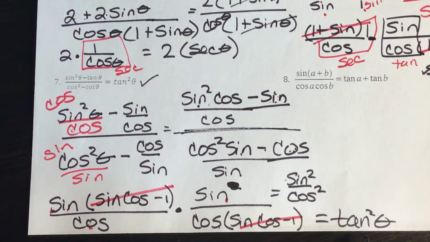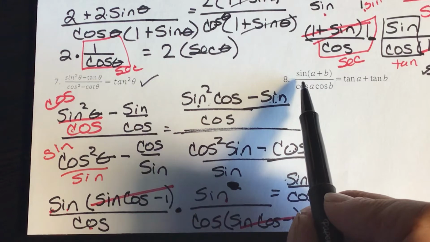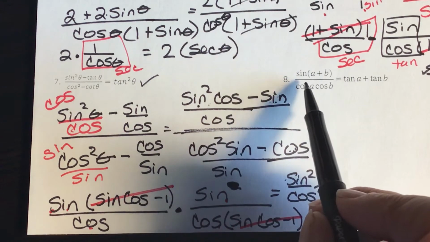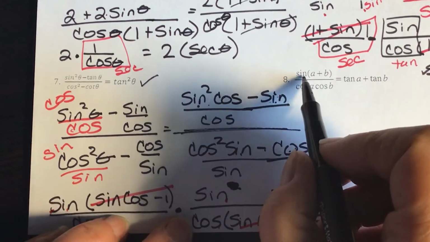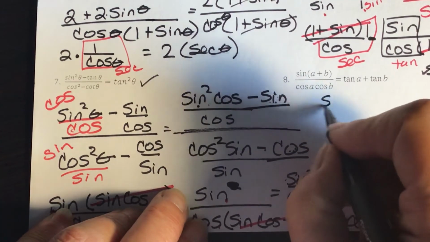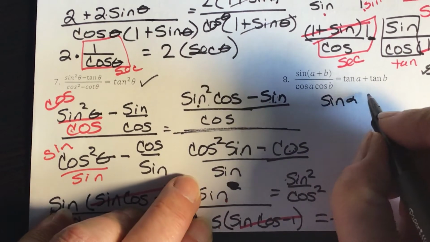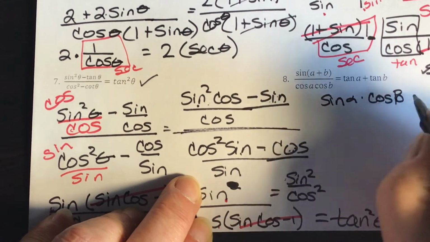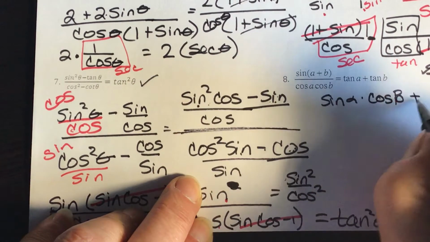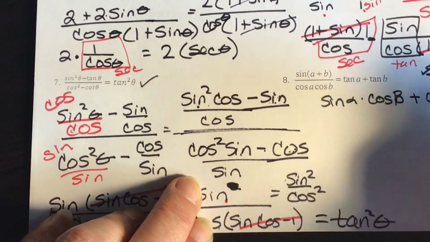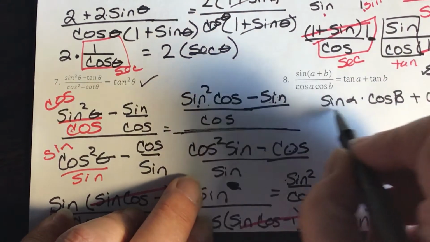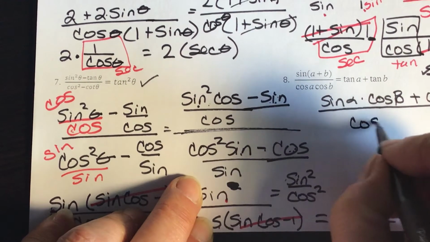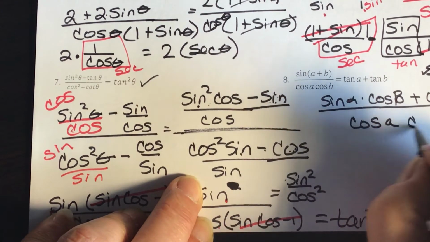On number 8, we have sine of the sum of angles. So let's just assume we're going to use our angle formulas. So for sine, I'm going to have sine of A times cosine of B, and we keep the same sign. Then I have cosine of A, sine of B. On the denominator, I'm going to have cosine A, cosine B.